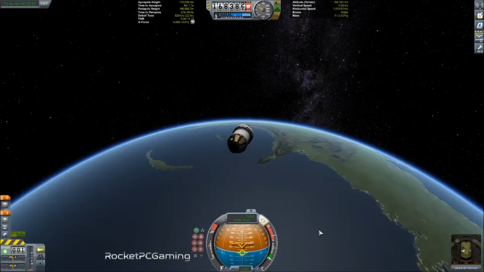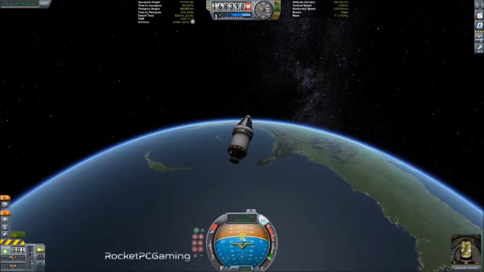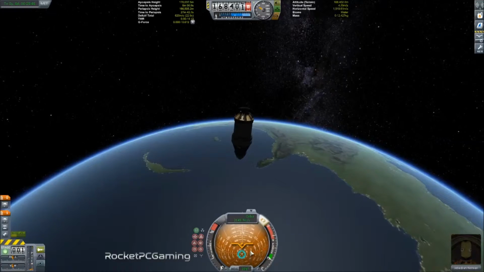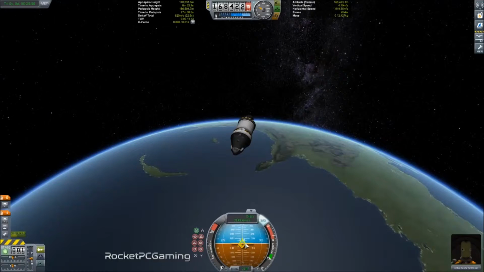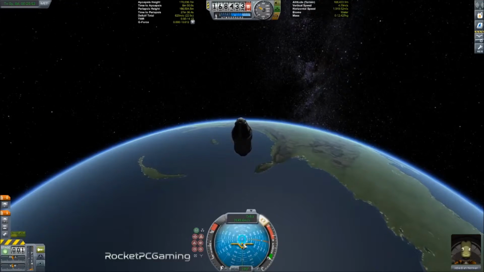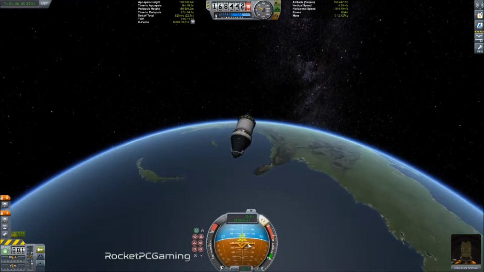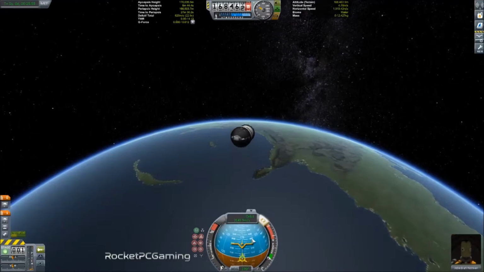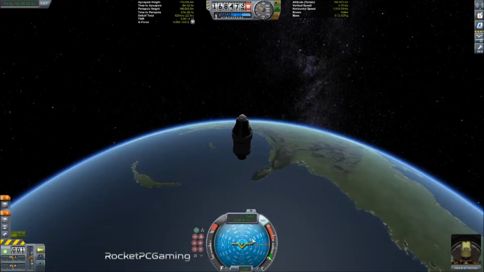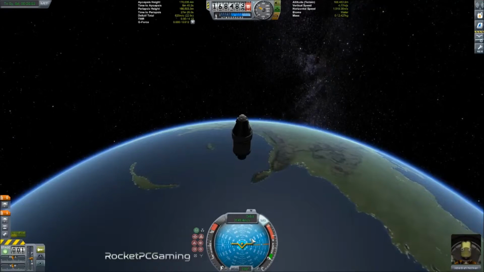Most of you are probably already familiar that this symbol here is prograde, which is the direction that you're traveling. Retrograde, which is the exact opposite direction of travel. But then you'll also notice at the top and bottom of your navball, you have radial in, which is this one, and then radial out. Right? And you're asking, well, what do these do?